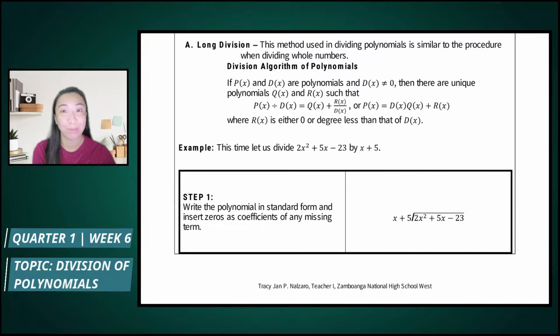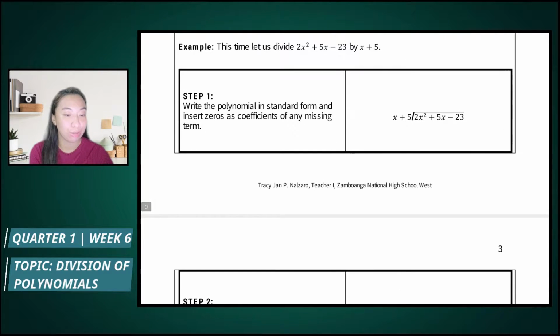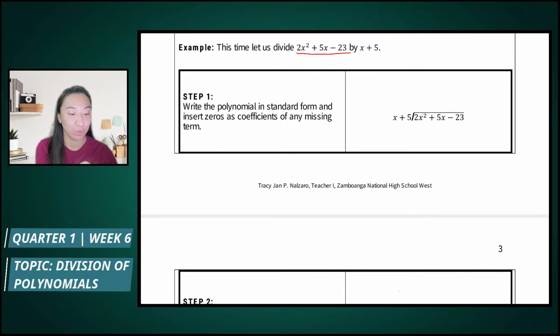For us to understand more about this algorithm, let us proceed with an illustrative example. This time, let us divide 2x squared plus 5x minus 23 by x plus 5. Take note that we have two givens, the dividend and the divisor. Our dividend will be 2x squared plus 5x minus 23, and our divisor is x plus 5. This will be our P of x and this is our D of x.